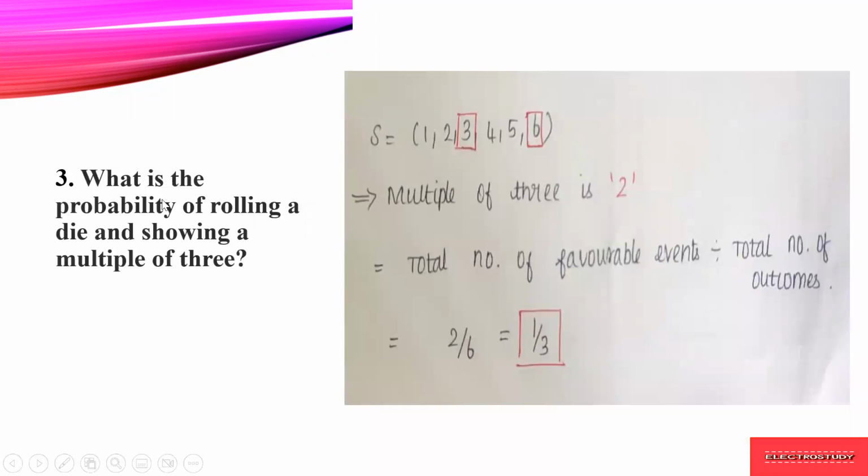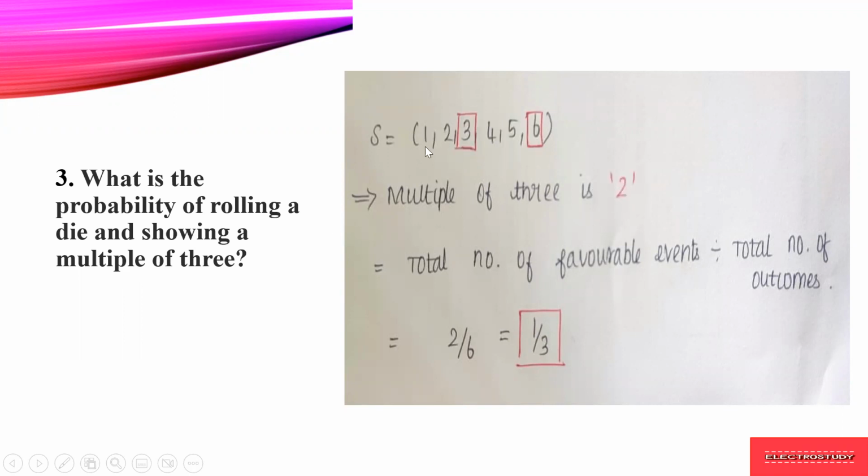And next question: what is the probability of rolling a die and showing a multiple of 3? Generally, you understand, when you are rolling a die there are numbers from 1 to 6, and any number from 1 to 6 can occur. So 1, 2, 3, 4, 5, 6 are the possibilities of rolling a die. In that, you have to find showing a multiple of 3. So the multiples of 3 are 3 and 6. So totally there are 2 multiples of 3 in rolling a die.